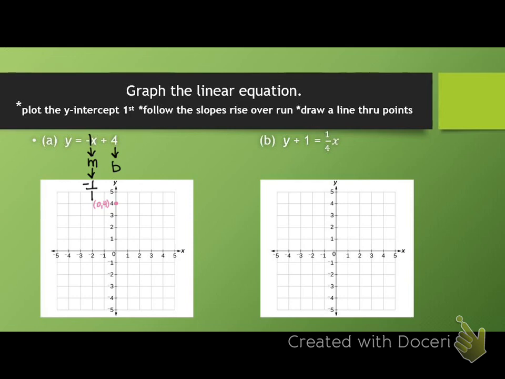All right, and then if we're going to follow the slope, we're going where first? Down 1 spot and right 1 spot. Remember, don't plot a point until you've made both moves. What are the coordinates of that point? 1, 3. All right, and do it one more time. From that point, we're going to go down 1 and right 1. What are the coordinates of that point? 2, 2.